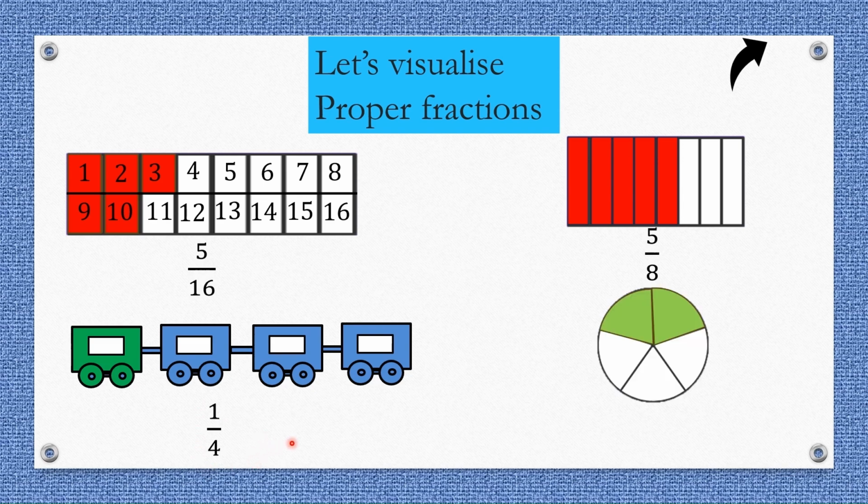Now the last example, this is a circle in which 2 parts are colored green. So the fraction is 2 by 5, 2 in the numerator and 5 in the denominator. So all these types of fractions are called proper fractions.